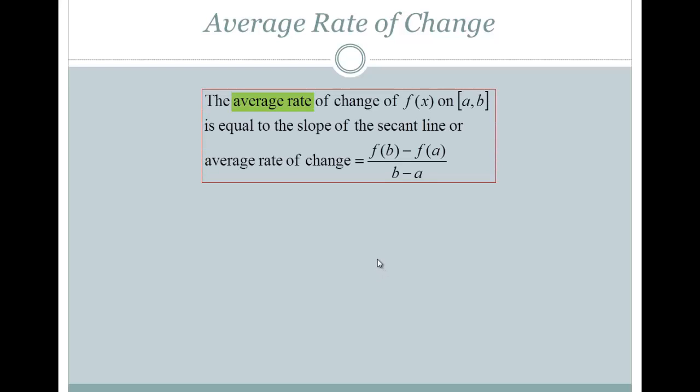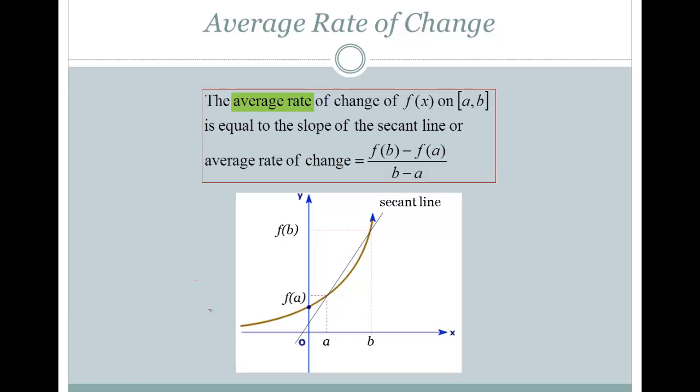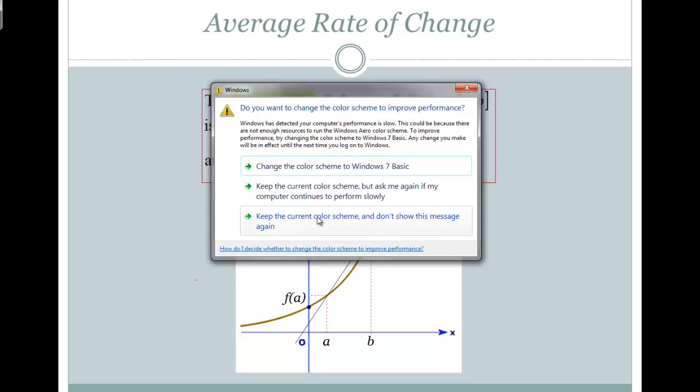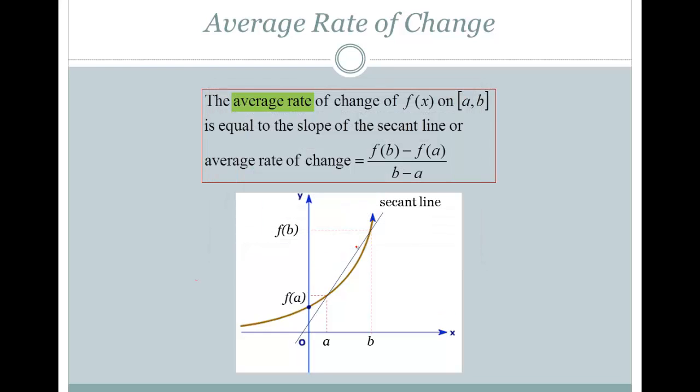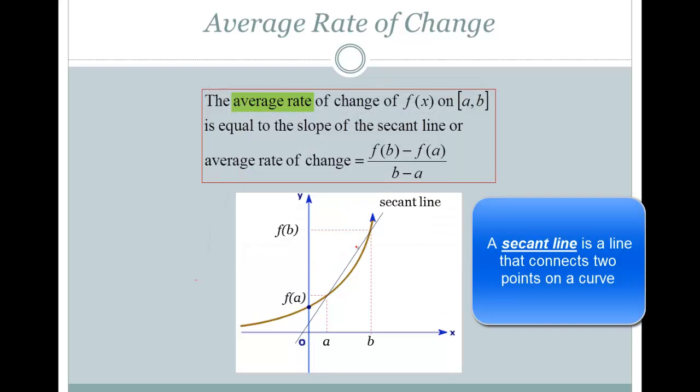Average rate of change is equal to the slope of a secant line. Okay, and I guess we need to talk about what is a secant line. Well, a secant line is basically a line that connects 2 points on a curve. So here's a curve, f of x, this tan colored curve, and I have 2 points. I have one here, f of b, and I have one here, f of a. And basically all I'm looking to do is to find the slope of that line. So again, a secant line is a line that connects 2 points on a curve.